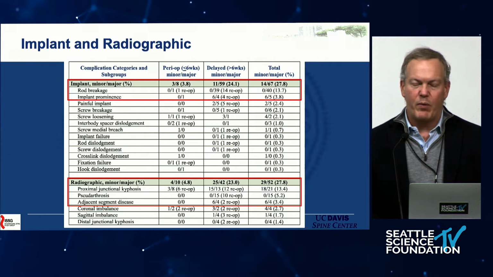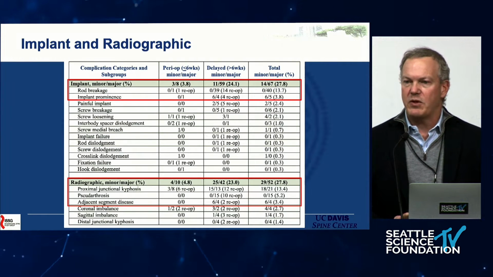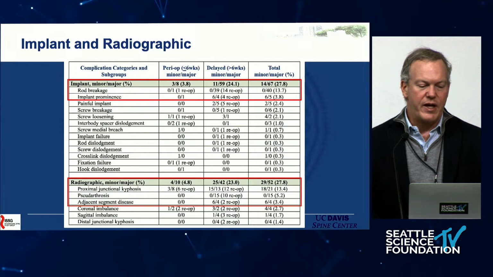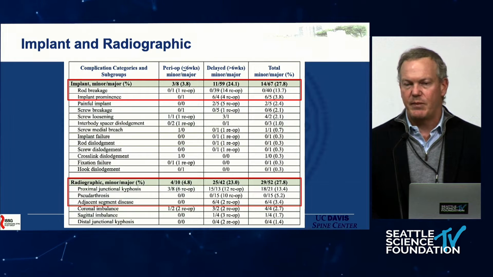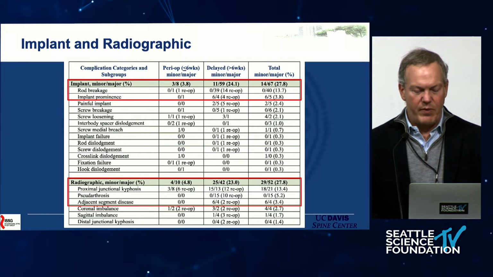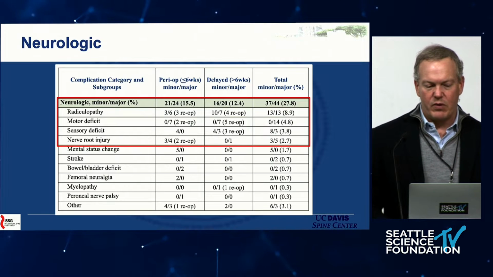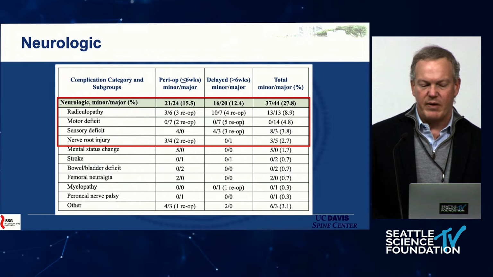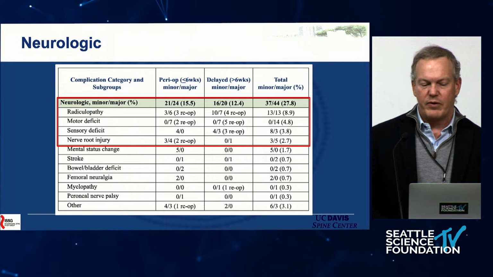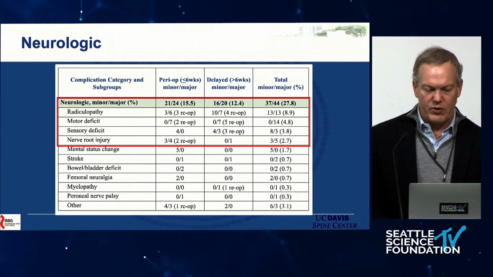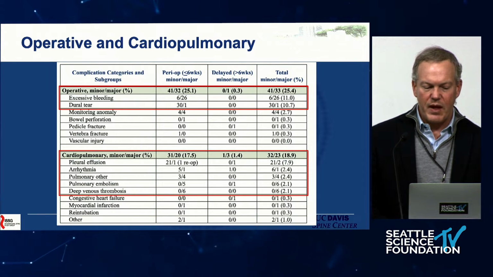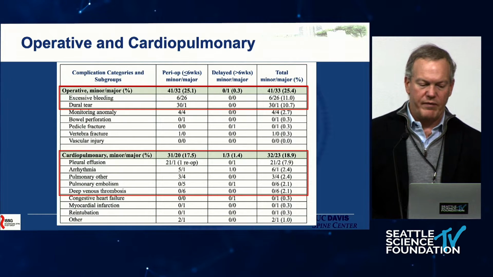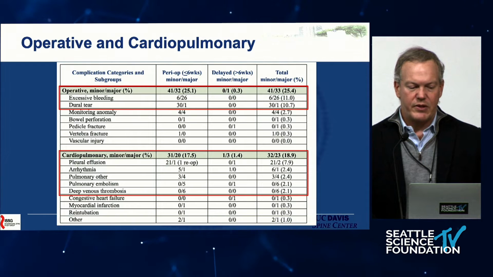If we look more carefully at what those complications are, they're all the things we've been talking about today. Rod fractures and implant prominence are the most common implant complications. Radiographic complications are, again, PJK and pseudoarthrosis with some adjacent segment disease. These are the common problems that we face. Neurologic, we talked about this already as well: radiculopathy, motor, and sensory deficits, particularly in the early perioperative period, are significant, and we certainly worry about that for our patients. Operative, we talk about bleeding and dural tears. And cardiopulmonary are really all the pleural effusions, arrhythmias, and cardiovascular complications that we have.